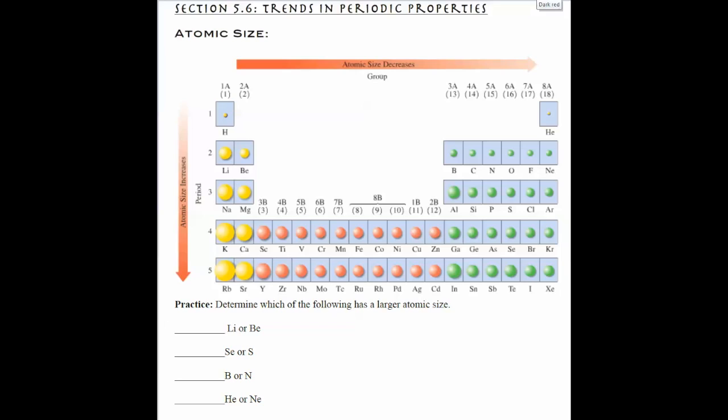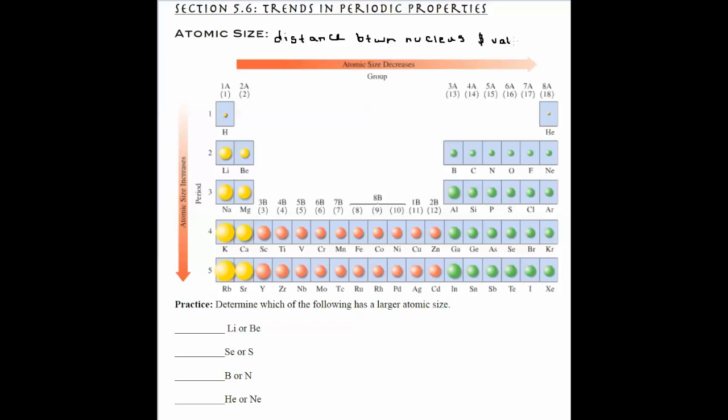So the first trend we are going to talk about is atomic size. Now, atomic size is the distance from the valence electrons of an element to its nucleus. So distance between the nucleus and valence electrons.